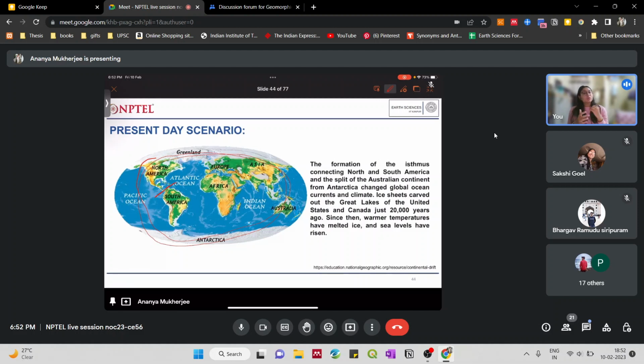Okay, so plate tectonics is actually the most important process, or the theory that has been put forward, to understand most of the earth surface processes. So for geomorphology also, this is the base or the platform on which we study the other geomorphological processes.